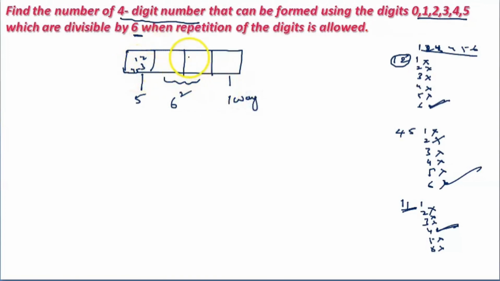However you arrange the first 3 places, now all this is 6 square, 36 into 5. 5 into 6 is 30, and then 6 times 5 is 30 and 180 numbers will be formed. In each and every number, the last place is left over. That last place can be filled in only one way, such that the total number is divisible by 6.